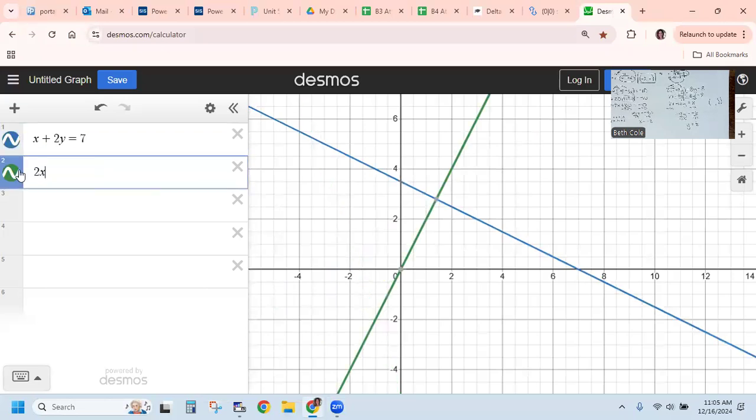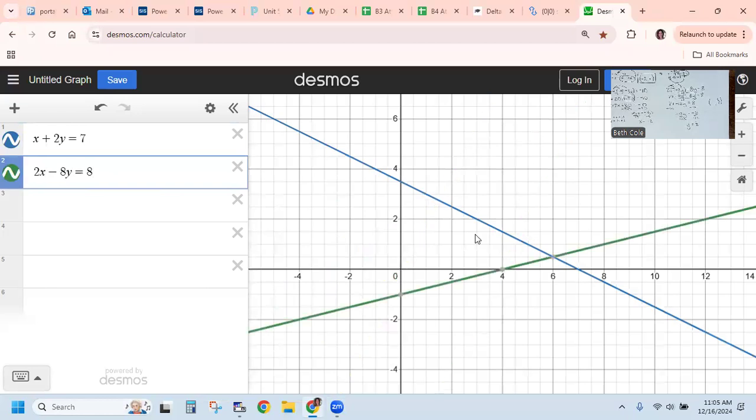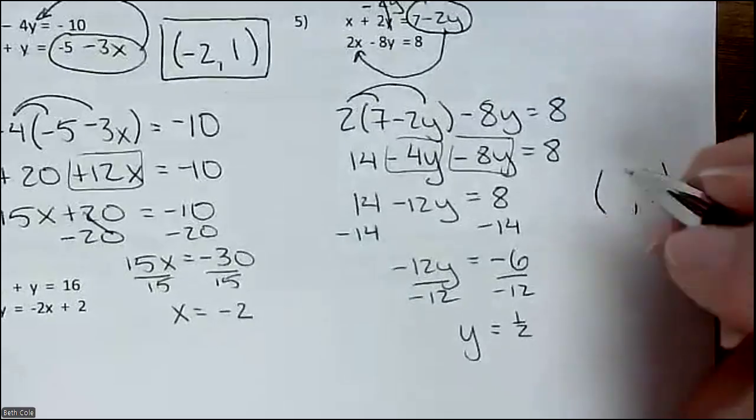That's what you want to do. Y equals 8. So let's see if we got a 1/2. Did we get a 1/2? It doesn't actually say 1/2, but 0.5 is 1/2. So 6, comma a half.